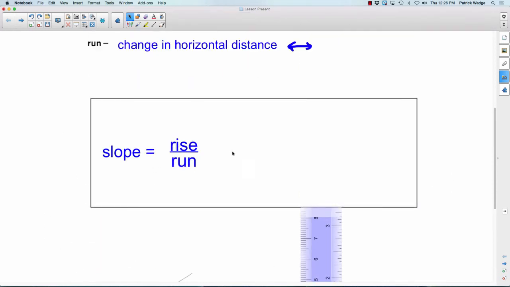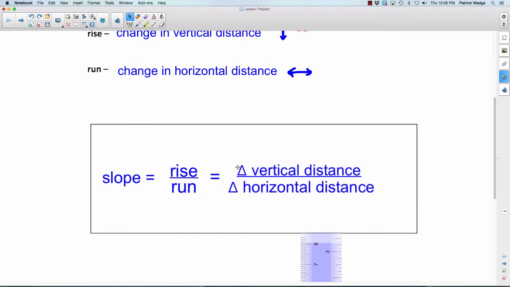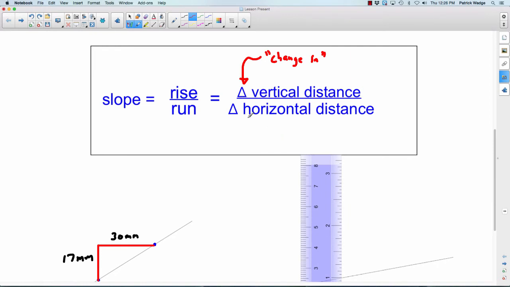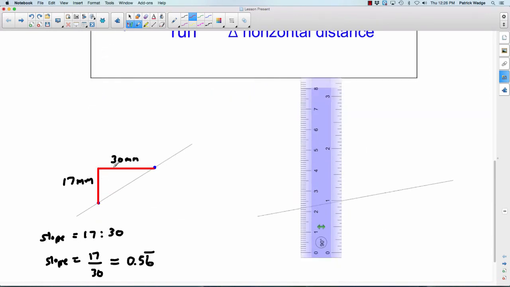The other way you can think of it is it's the triangle. What's this triangle all about? Anyone taking physics this year? Triangle refers to change in. It's just a fast way of saying change in. So the other way you can get the slope is the change in the vertical distance, which was 17 here, divided by the change in the horizontal distance, which was 30 there.